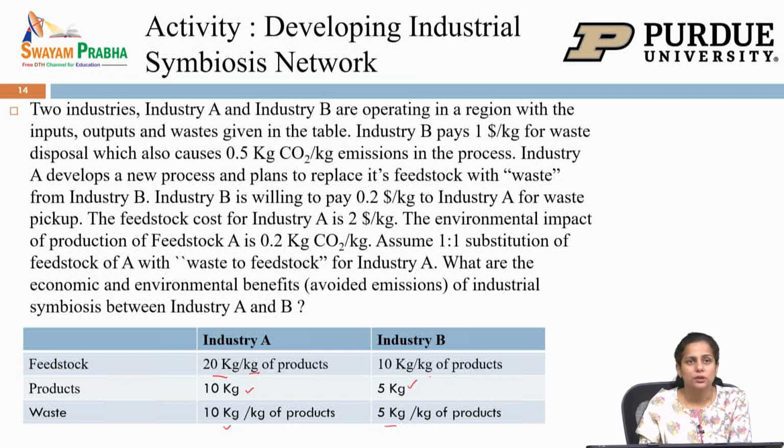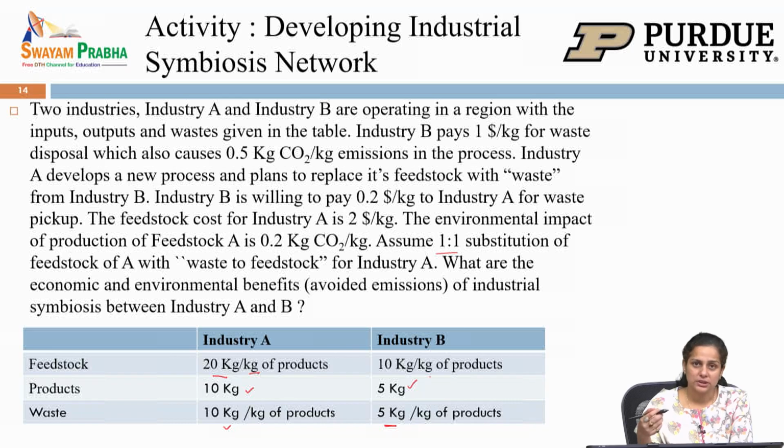So, in this case, the idea is that the waste of industry B can be used to replace the feedstock of industry A, and there is a perfect one-to-one substitution. So, when there is perfect 1-to-1 substitution, we can say we can substitute the feedstock by the waste in the equivalent amount.